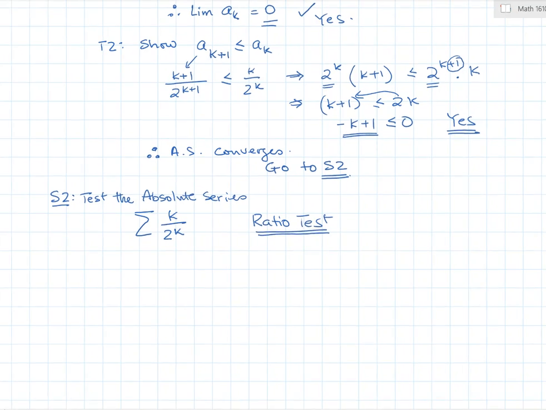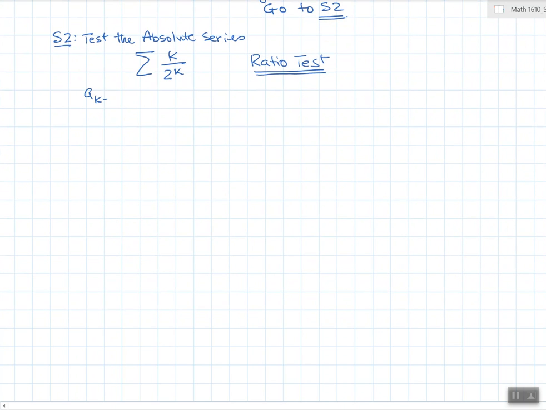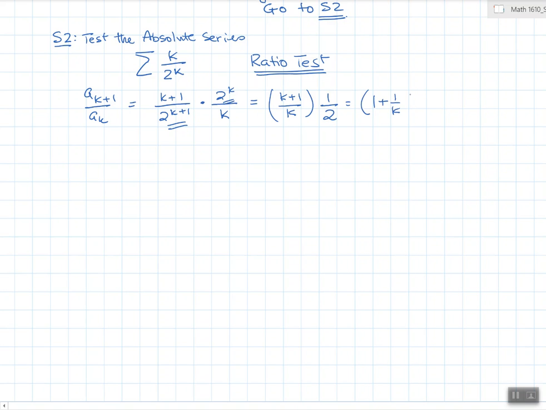So I'm going to take the ratio ak plus 1 over ak, which will give me k plus 1 over 2 raised to the power k plus 1, and then dividing by ak makes it 2 to the power k over k. So that is k plus 1 over k, collecting those two terms, and from here and here I'm left with a 2 in the denominator. So this is 1 plus 1 over k times 1 over 2, and as k goes to infinity, this clearly goes to one half, which is less than 1. So therefore the absolute series converges.